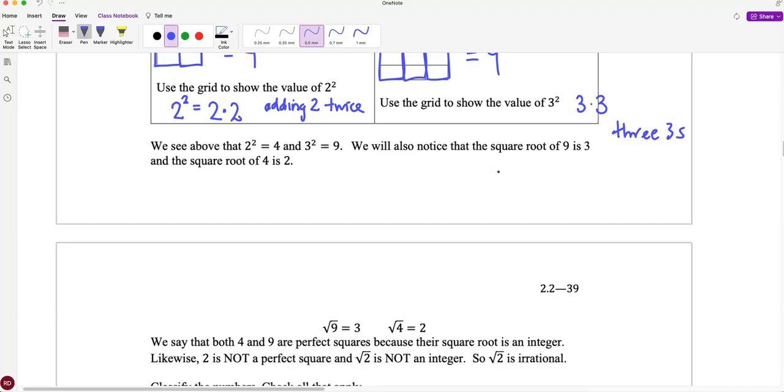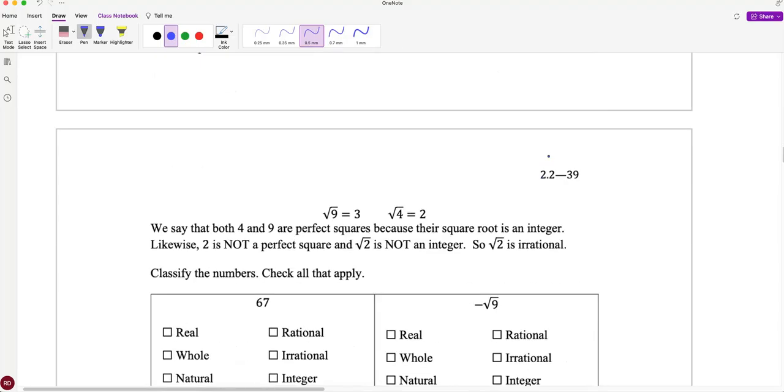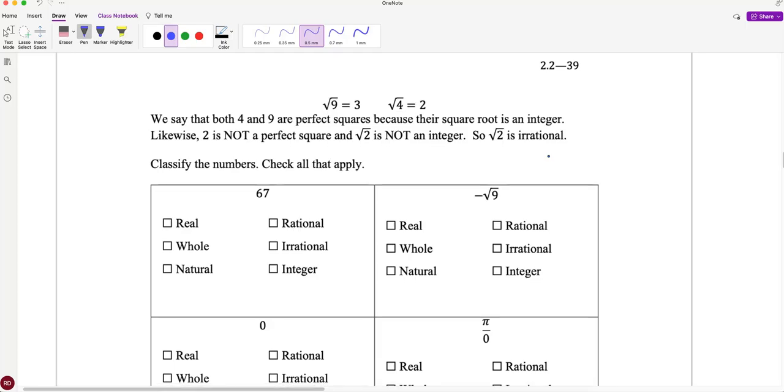The inverse of squaring is the square root, okay? So the square root of 9, you're looking for a number that you multiply by itself to get 9. That number is 3. The square root of 4 is 2, a number you multiply by itself to get 4. So the way we'll write this is with the square root sign, the radical, the square root of 9. What number do you multiply by itself to get 9? The number is 3, okay?